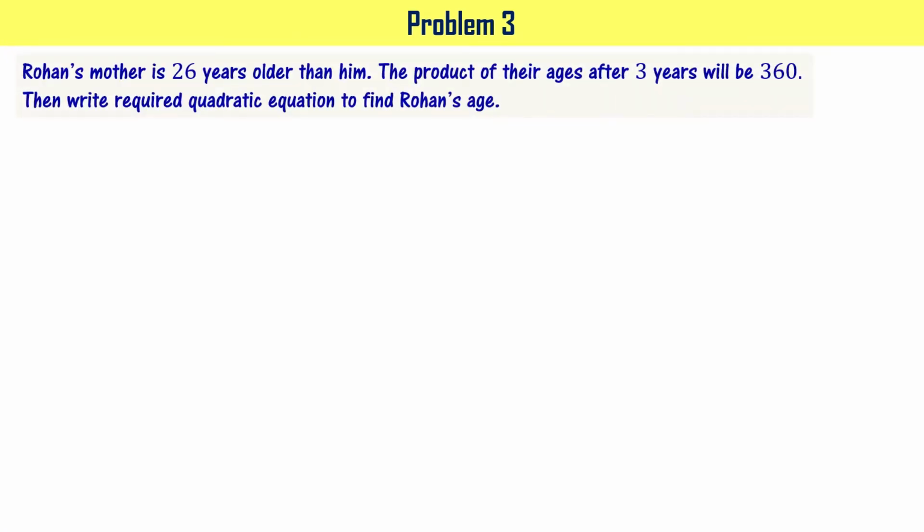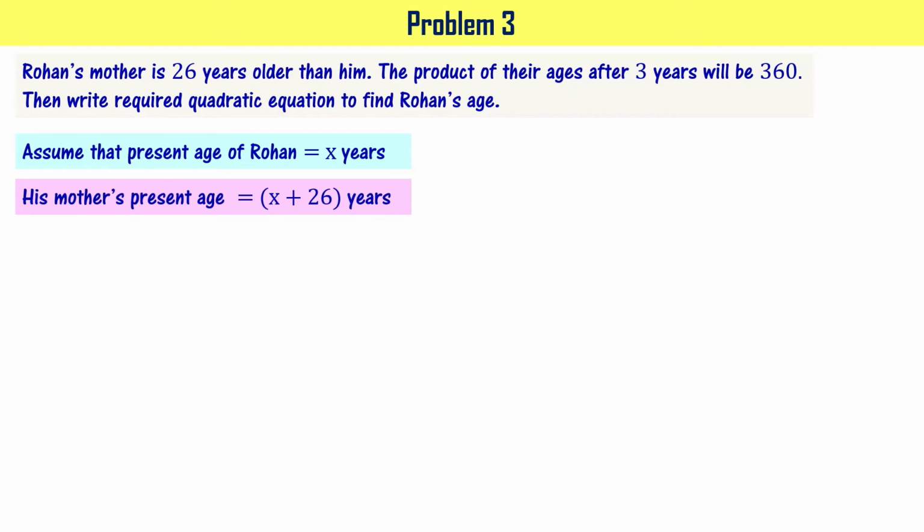The next problem is: Rohan's mother is 26 years older than him. The product of their ages after 3 years will be 360. Then write the required quadratic equation to find Rohan's age. It is given that Rohan's mother is 26 years older than him, right? If I say that Rohan's present age is x years, Rohan's mother's present age is going to be x + 26 years, right? That's what this statement says.